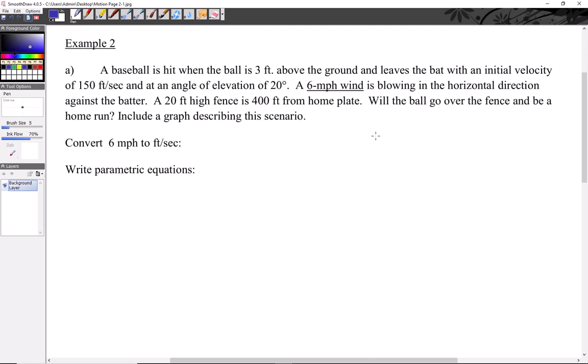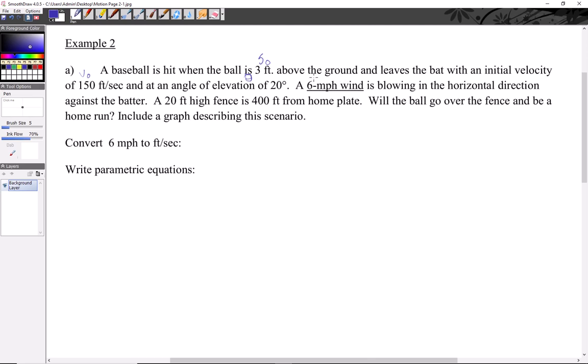So here we go. We have a baseball. It's hit 3 feet above the ground, so we can note that that's S0. And it leaves the bat with an initial velocity, that's your V0, of 150 feet per second at an angle of elevation of 20 degrees. That's the launch angle, so we'll call that theta. You have a 6 miles per hour wind blowing in the horizontal direction, so that is going to create a plus or minus wind issue with the horizontal aspect.